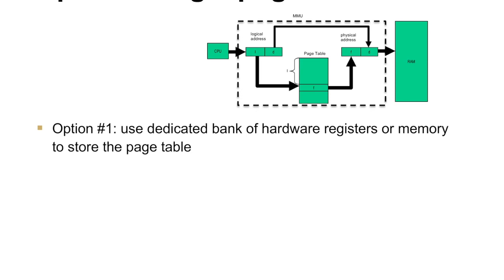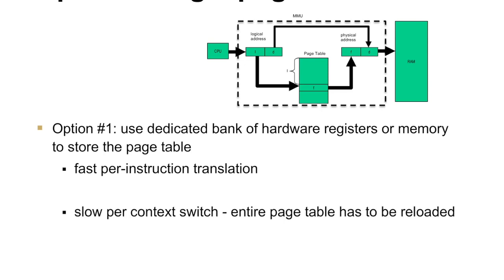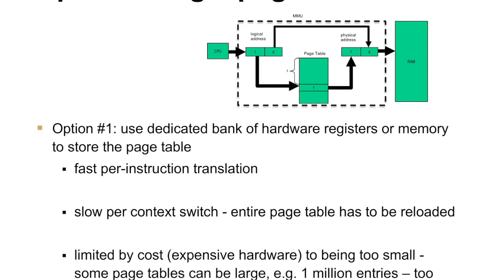So given that, how are we going to implement this? Well, we could do it as a set of hardware registers or memory. We can have it all in very fast memory that's all in hardware within the CPU itself, within the MMU. That would allow us to have very fast translations, but every time we do a context switch, we'd have to unload that page table and load in the new page table to then start up the CPU with that new one. That can take a lot of time depending on how big that page table is. So we'd have a slow context switch time.